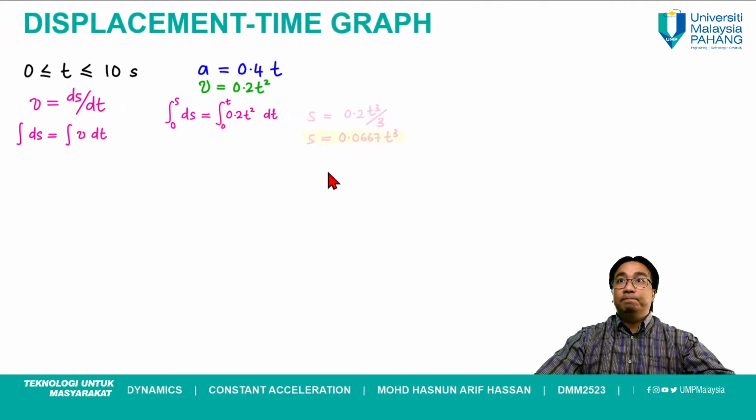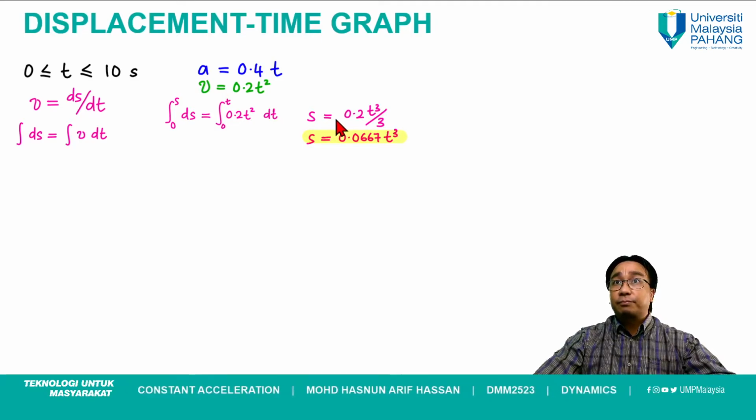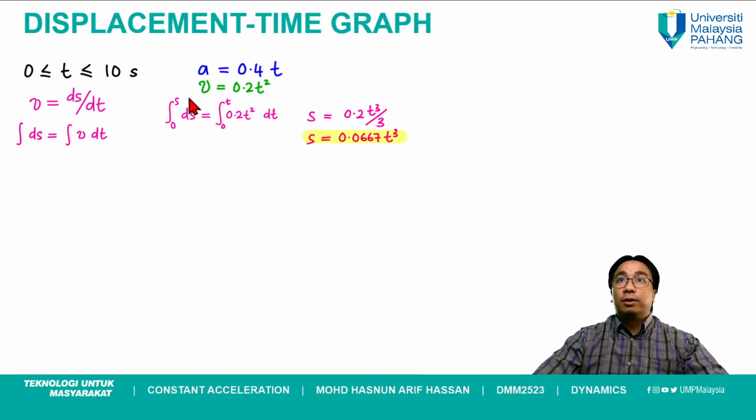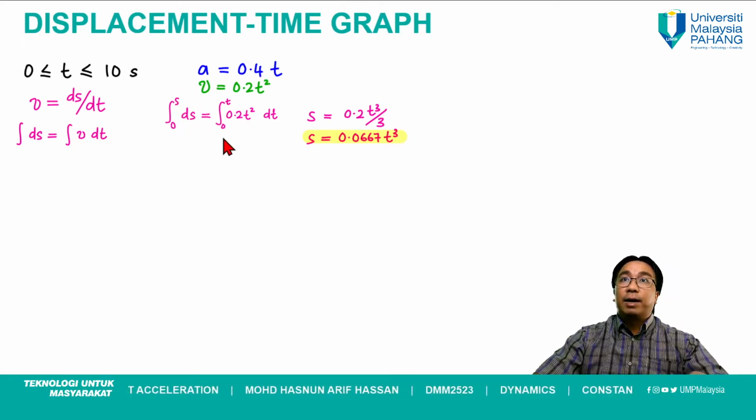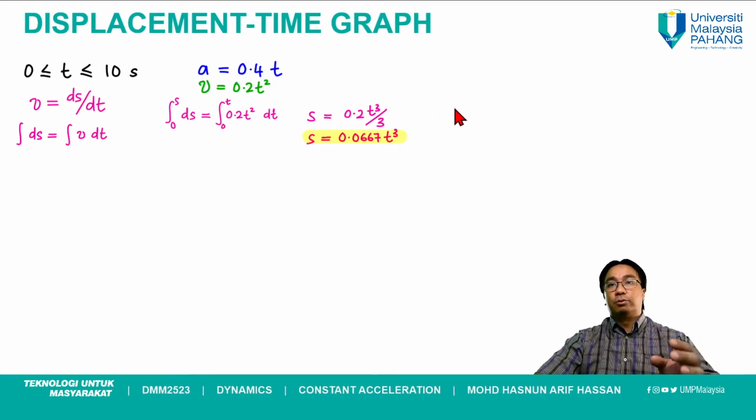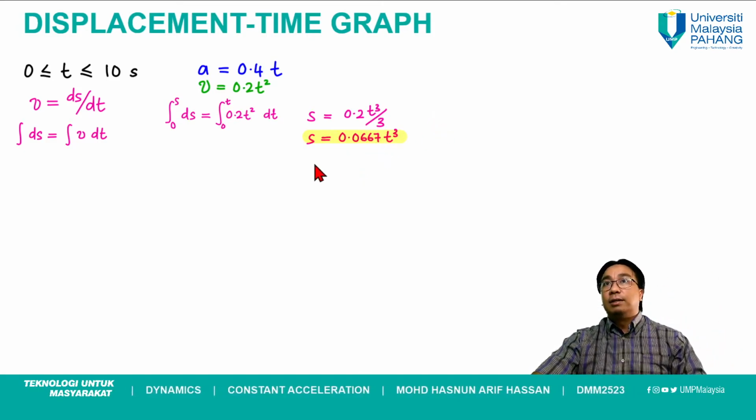Okay. So what do we have? We have S is equal to 0.2 T to the power of 3 divided by 3. Okay, S ni S tolak kosong lah. Saya dah buang kosong tu. On the left hand side, you should get s minus 0. On the right hand side, you should get 0.2 t to the power of 3 divided by 3 minus 0 juga. So kita buang minus 0 tu. This is what you get.